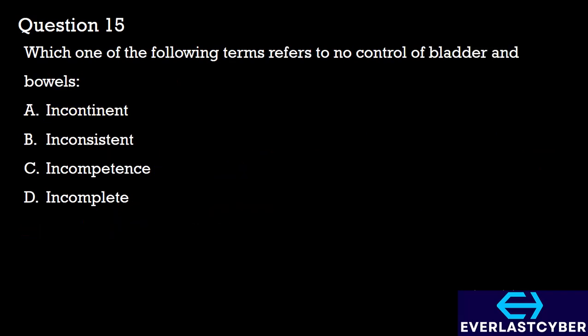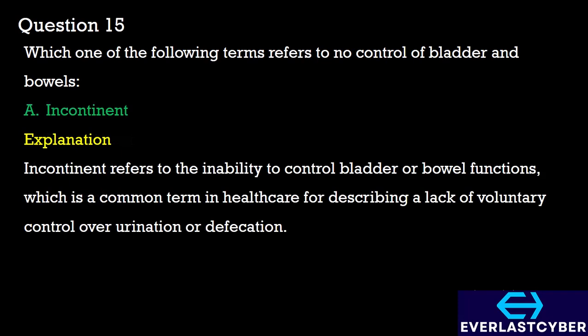Question 15. Which one of the following terms refers to no control of bladder and bowels? A, incontinent. B, inconsistent. C, incompetence. D, incomplete. Our answer here is option A, incontinent. This is the inability to control bladder or bowel functions, and this is a common term in healthcare for describing a lack of voluntary control over urination or defecation.